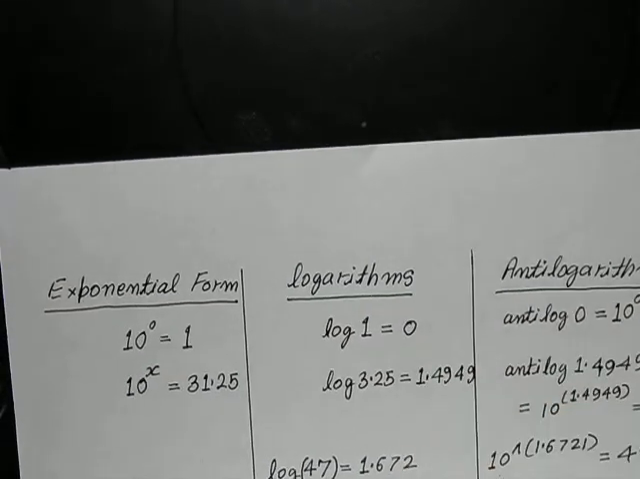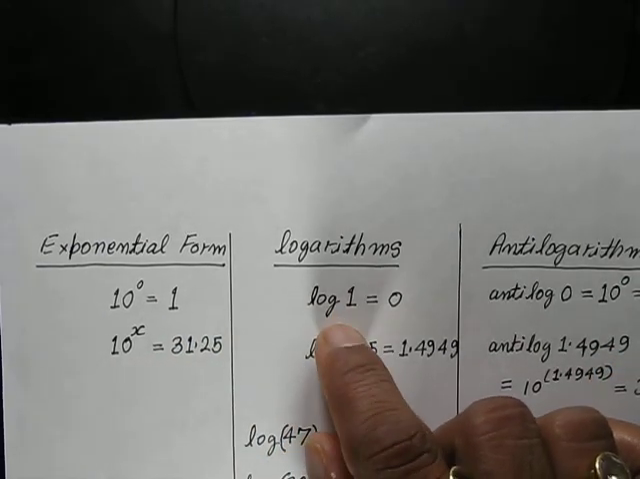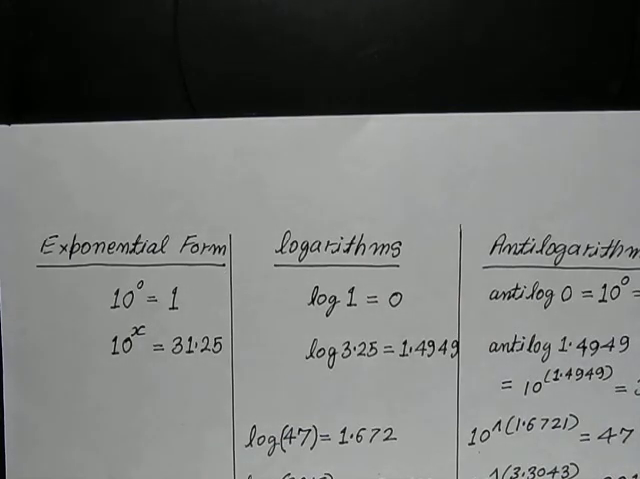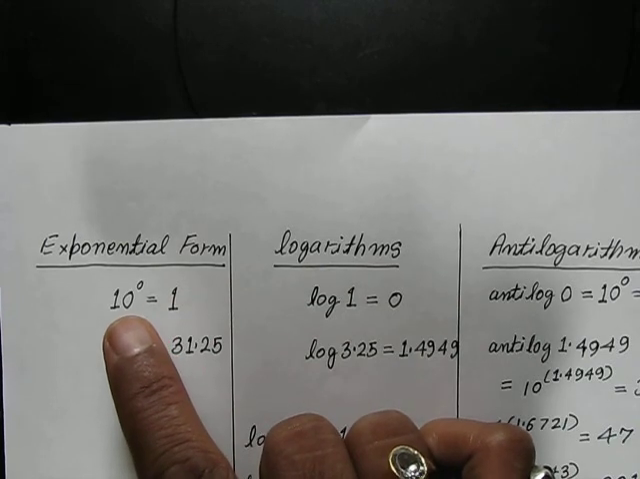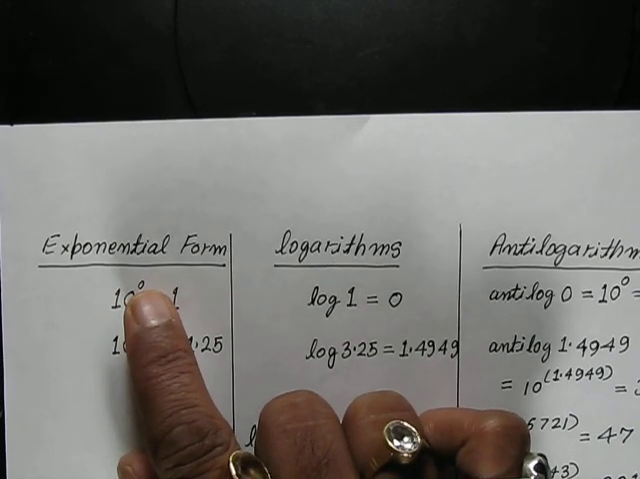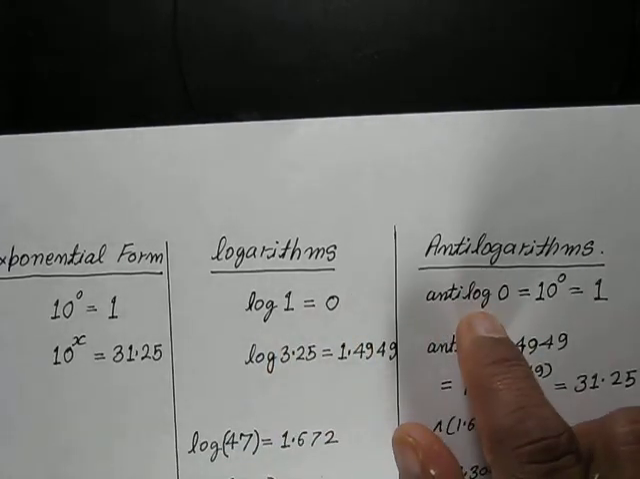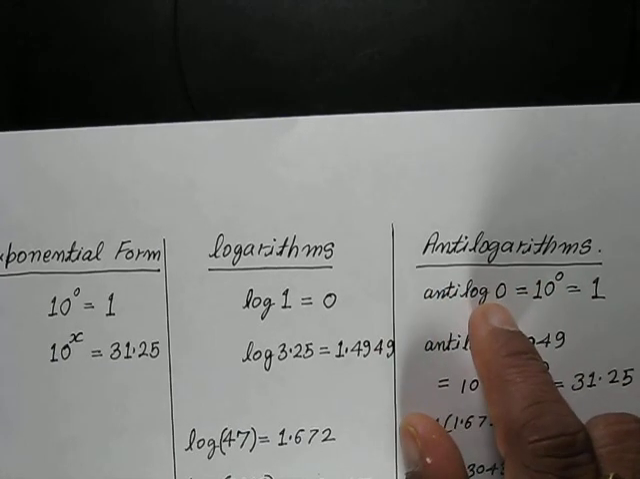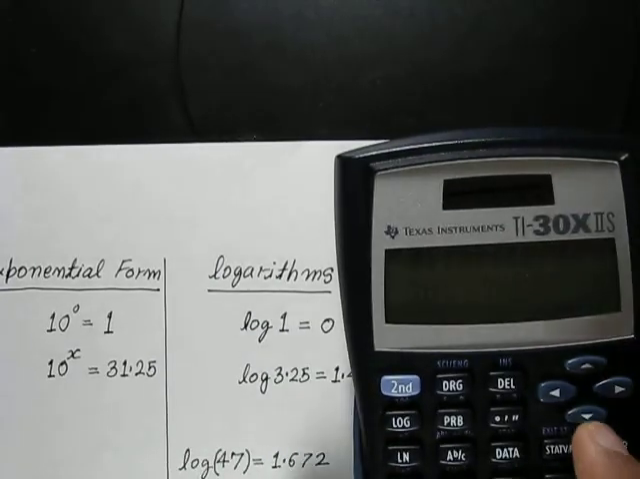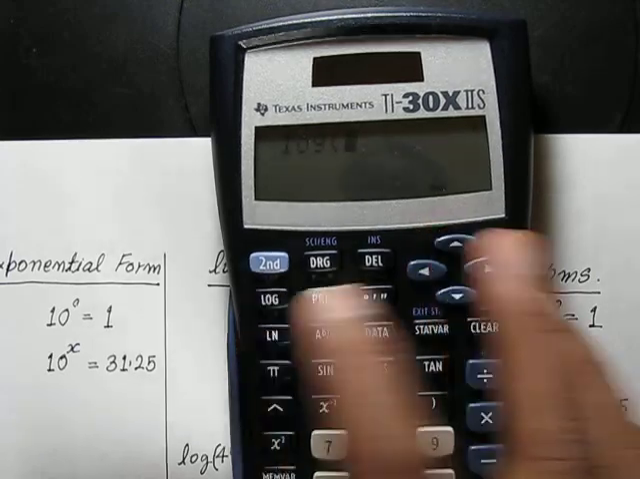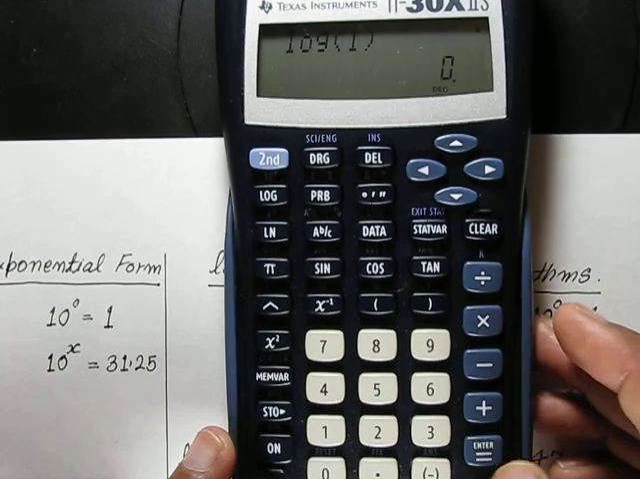Here we have another example. Suppose you want to know what log 1 is. Log 1 is always 0, and in exponential form it is base 10, power 0, number 1. Now in anti-log form, the anti-log of 0 equals 10 raised to the power 0, which equals 1. And if you want to see it in the calculator, you can type log 1, and it will be 0.